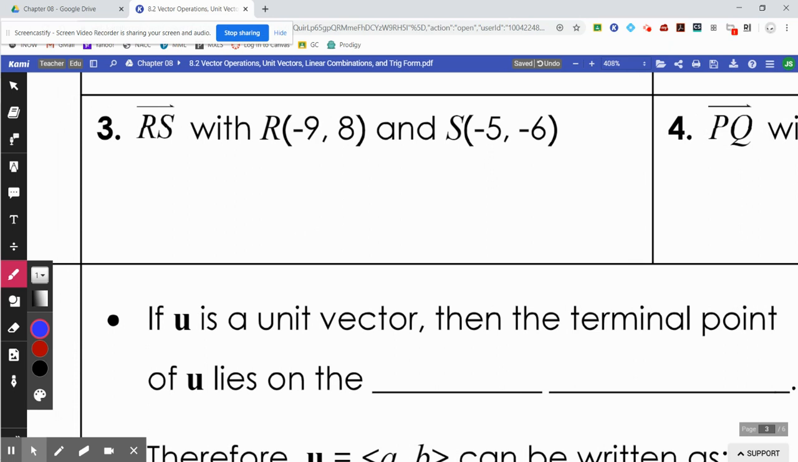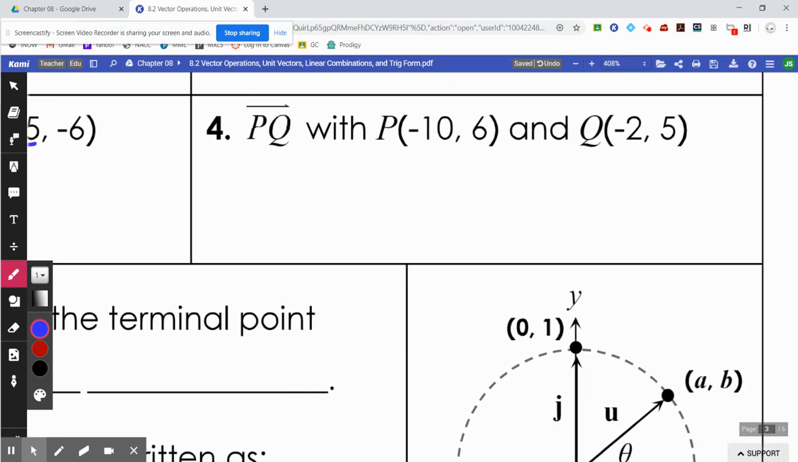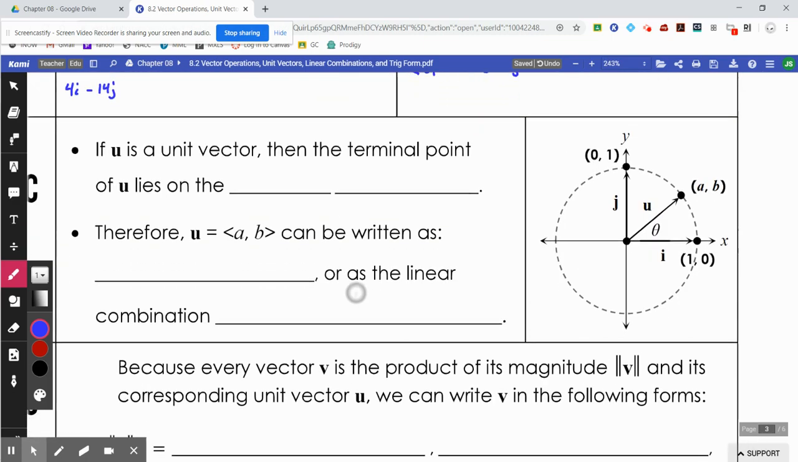So now this one gives us endpoints. So first step is we have to write it in component form. So we're going to do x minus x, negative 5 minus negative 9, which gives you 4. Negative 6 minus 8 gives you negative 14. So another way of writing that is 4i minus 14j. So if it's a negative, we're going to put a minus there. PQ, again, let's write it in component form. Negative 2 minus negative 10 will be negative 2 plus 10, which is 8. 5 minus 6 is negative 1. So in linear combination form, that would be 8i minus 1j. And that's it. So just another way of writing these.